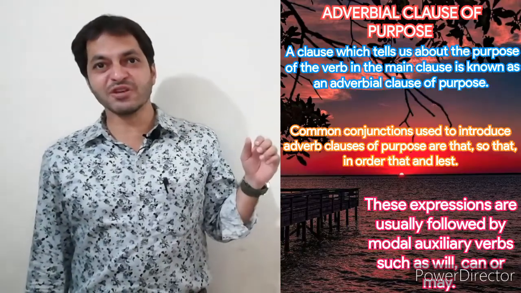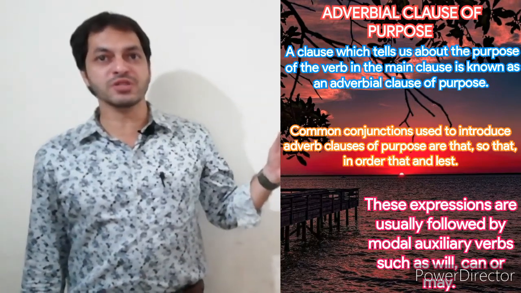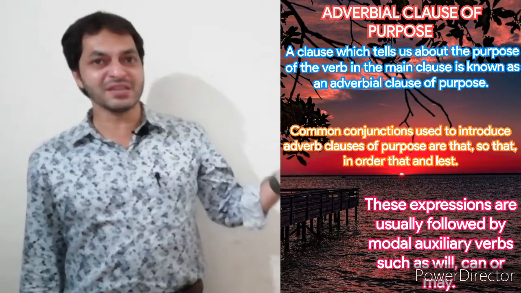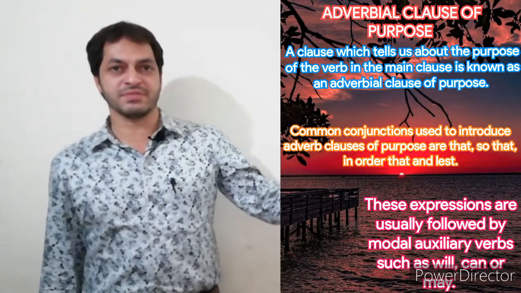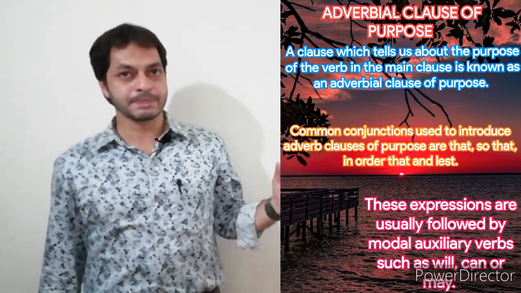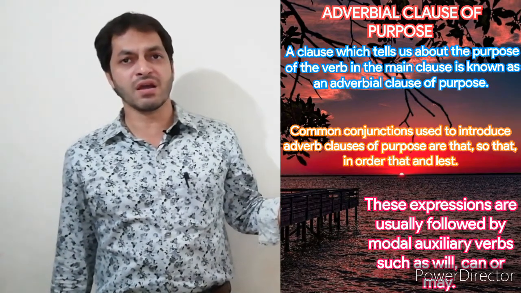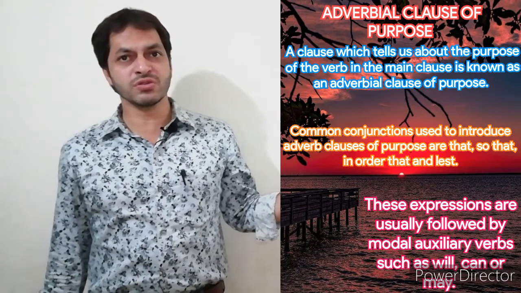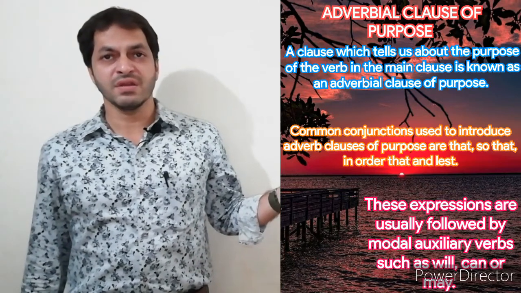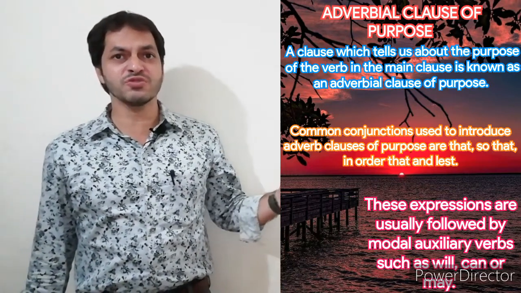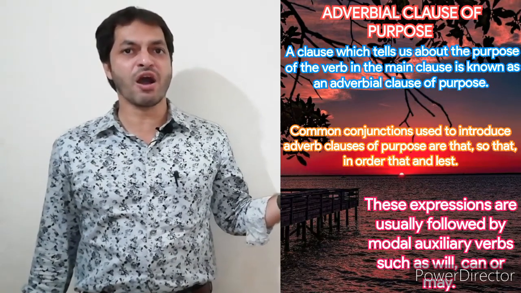Fifth one, adverbial clauses of purpose. A clause which tells about the purpose of the verb in the main clause is known as adverbial clause of purpose. Here, common conjunctions are that, so that, in order that, and lest. These expressions are usually followed by the auxiliary verbs will, can, or may.